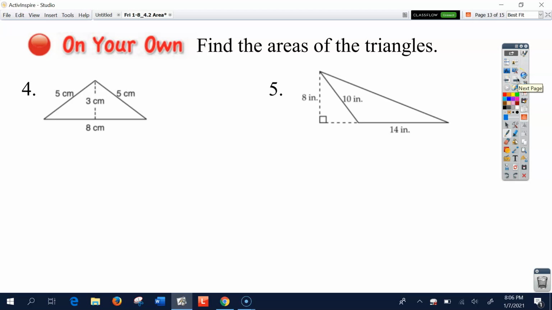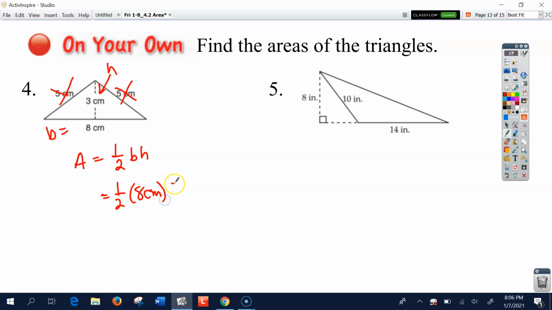All right, so here's 2 more on your own. You're going to pause the video and try these on your own. I'm going to point out that you've seen this triangle before, right? I did it on purpose to make it easy. That's the slant height. That's the slant height. This is the base. This is the height. Area equals 1/2 base times height. 1/2 times 8 centimeters times 3 centimeters. 1/2 times 8 is 4 centimeters times 3 centimeters equals 12 centimeters squared.